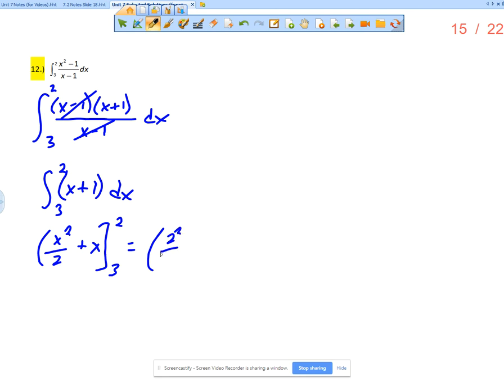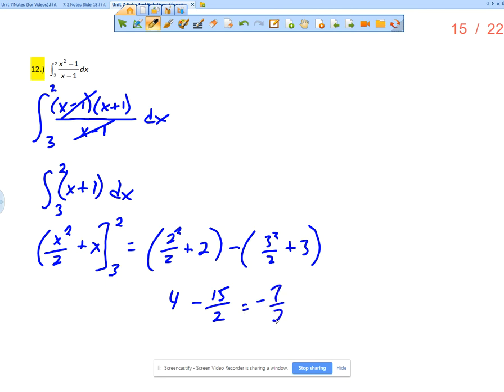So I have 2 squared over 2 plus 2 minus, now the bottom number, 3 squared over 2 plus 3. It doesn't really matter that the bottom number is bigger. It matters that you put them in the correct order. All right, so 2 squared, 4 over 2 is 2, plus 2 is 4, minus 3 squared, 9 halves, plus 3. So plus 3 would be like 6 halves. All right, so 9 halves plus 6 halves is 15 halves. All right, so 4, which would be 8 halves, minus 15 halves is negative 7 halves.